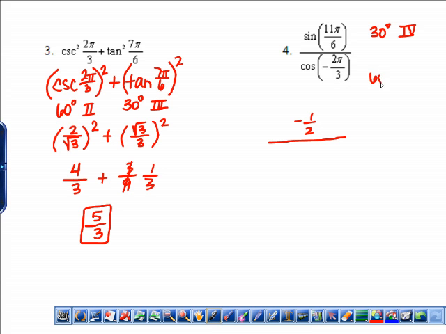Over 3 tells us that we're dealing with a 60-degree reference angle, okay? And then negative 2/3 pi. You know, positive 2/3 would end up in the second quadrant, but when we go the other direction for a negative, we end up in the third quadrant, which means that cosine will be negative, okay? So we've got a negative down here, and then we got to remember, well, what is cosine of 60?